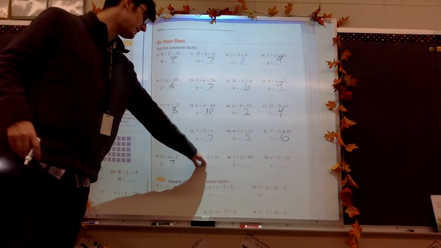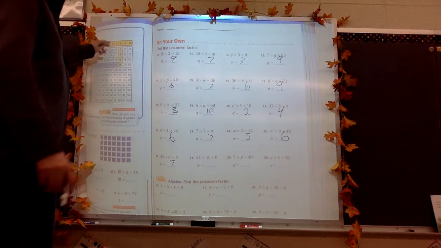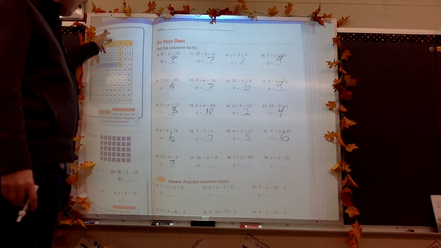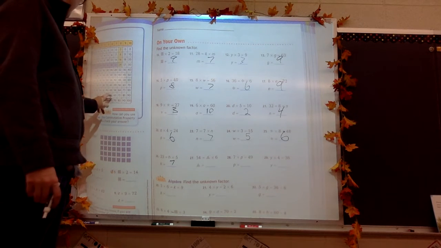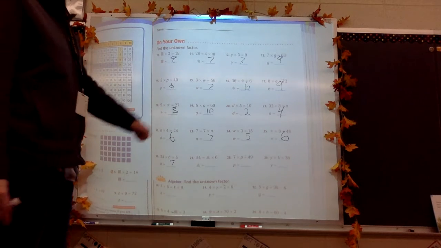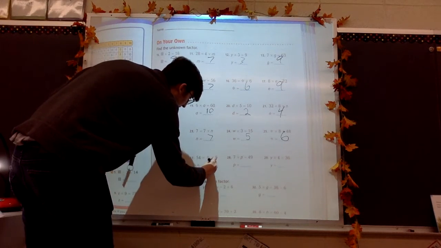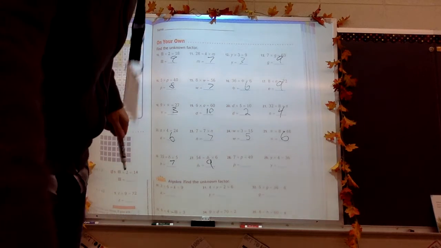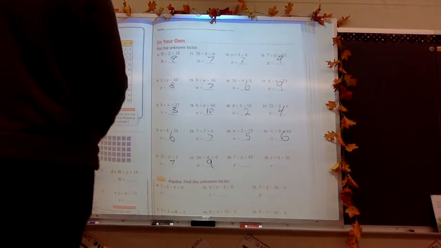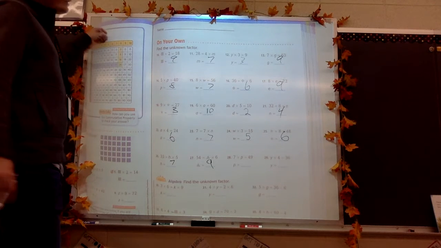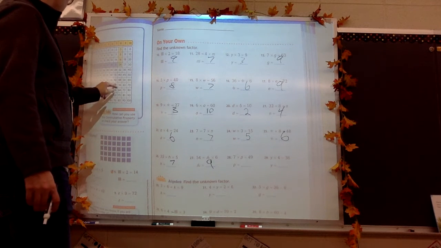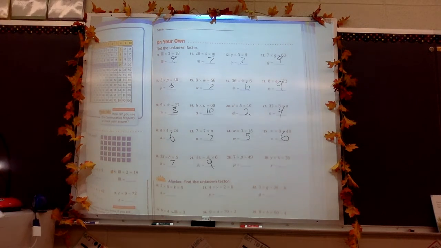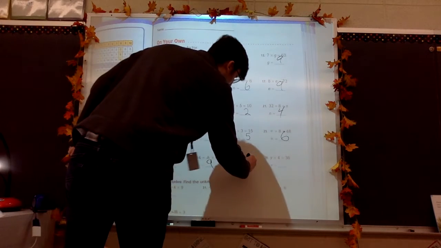Same thing here, 56 equals blank times 6. Go to the graph, find 6 at the top. Go down till you find 56. Go all the way to the left, and you see that there's 9 in that row. So 9 times 6 is 56. 7 times p equals 49. On the chart here, we go to 7, go all the way down to 49, look to the left, and that will say 7. 7 times 7 is 49.